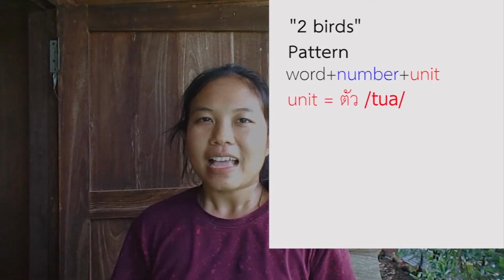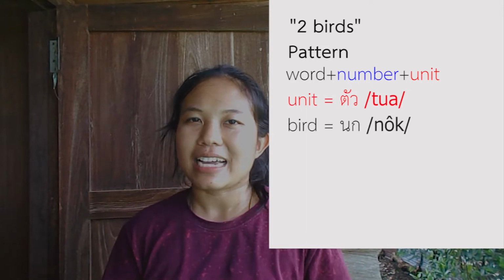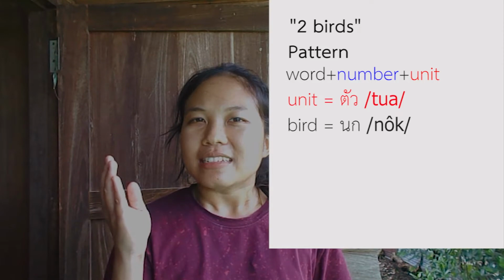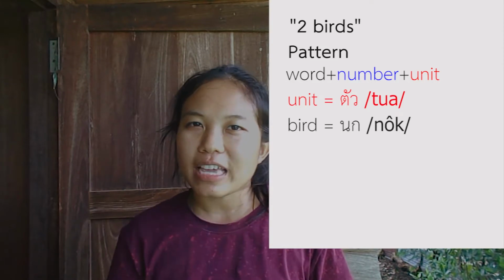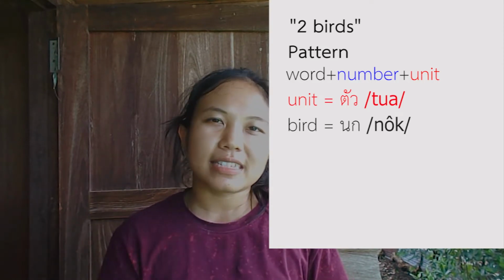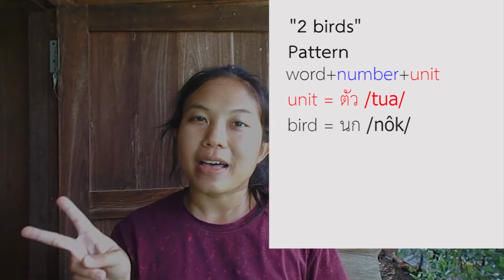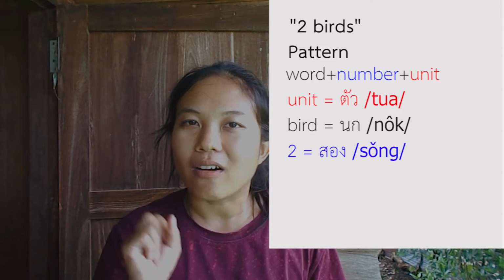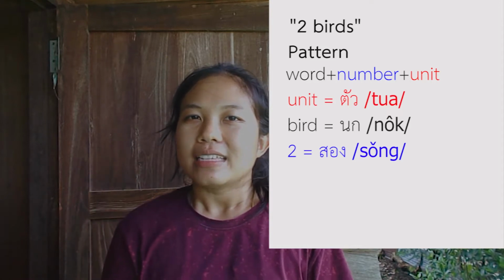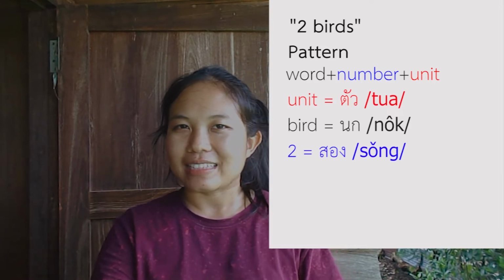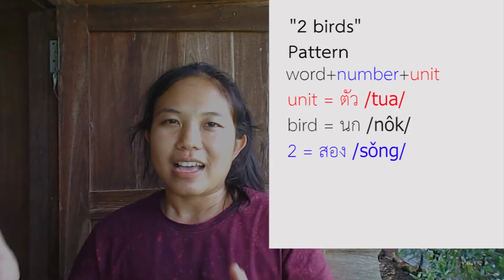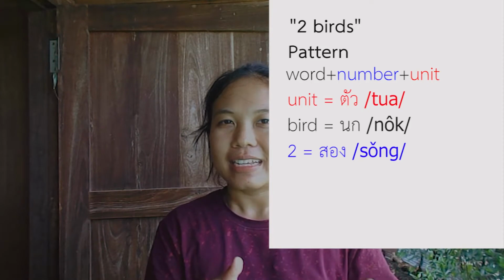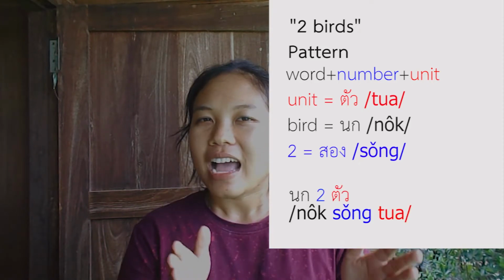The unit of the bird is ตัว and the bird in Thai is นก and then the number we are talking about is 2. So you want to say two birds. In Thai, you put the number 2. So let's make it follow the pattern of the phrase. So the word bird in Thai is นก.